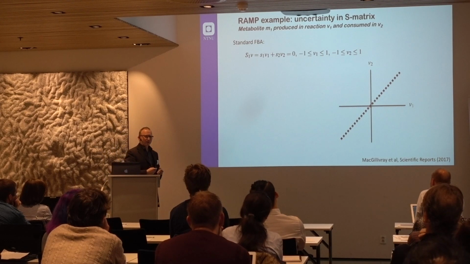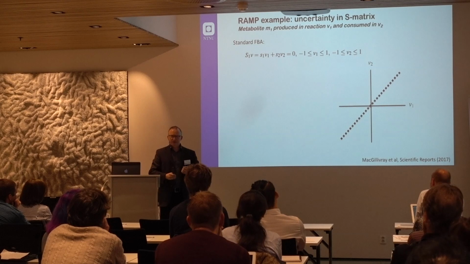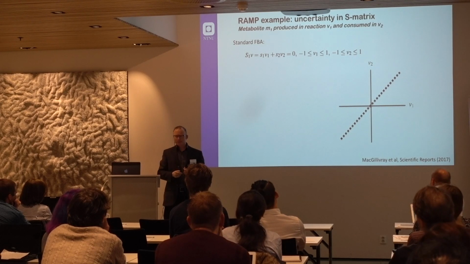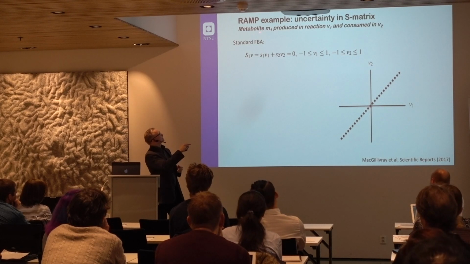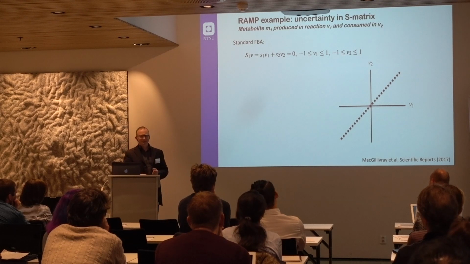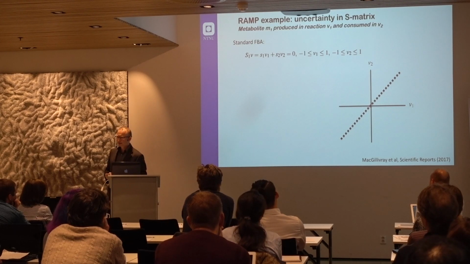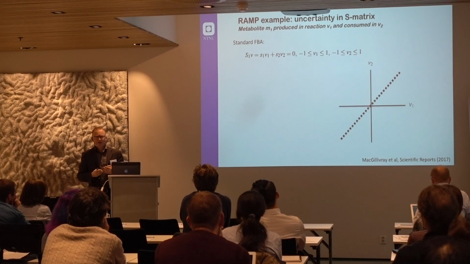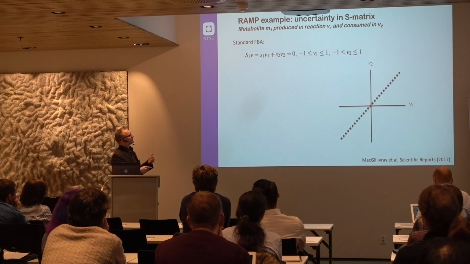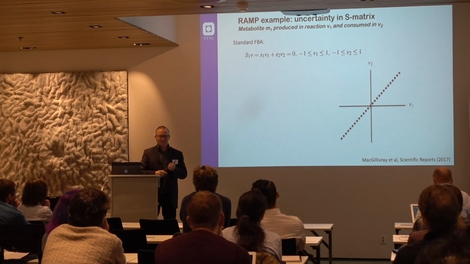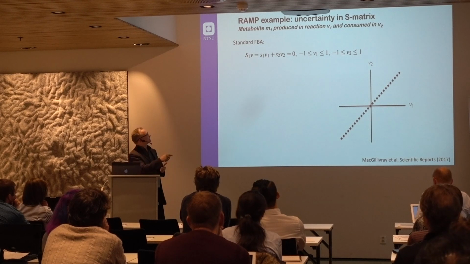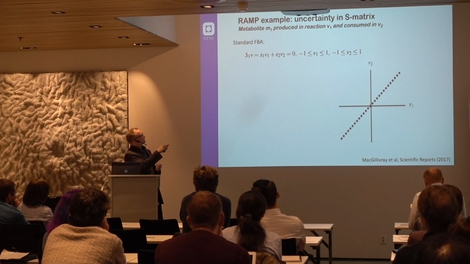To make it a bit more accessible, I'm going to display this example. So assume that we have one metabolite, it's a very simple and cartoonish to the extreme metabolic network. One metabolite and 2 reactions. How could this system be set up?